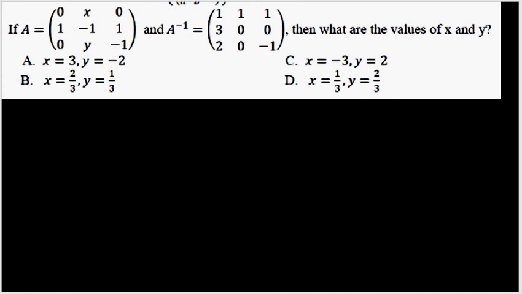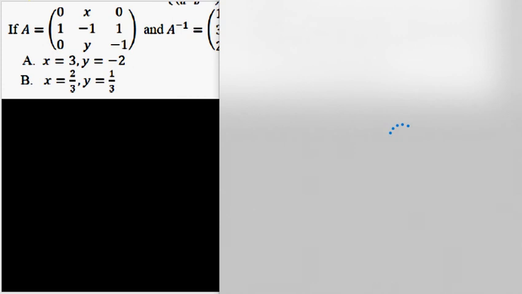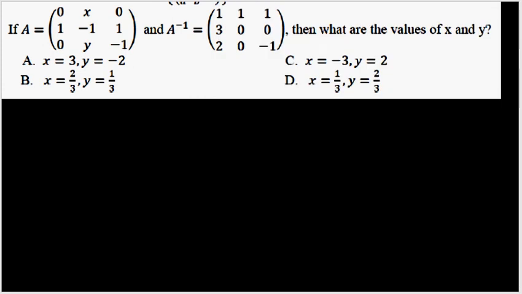Next question. Here there are two matrices, both of them are 3 by 3, and A inverse, it says. The A and the A inverse are given. So what are the values of X and Y, it says. So what to do now? Again, like that of the previous question, what we did, A times A inverse, obviously it must be identity. But the identity matrix for 3 by 3, you know, it's 1 0 0, 0 1 0, and 0 0 1. So let's apply that rule.